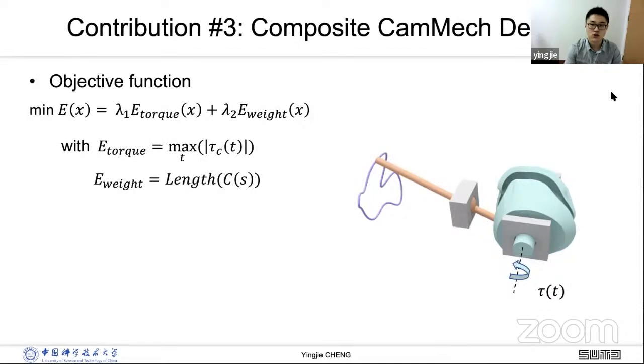The objective function for single CamMech has 2 energy terms. The first one requires a small torque to drive the mechanism, which is for saving energy. And the second term is the length of the pitch curve. It requires a lightweight mechanism, which can save the fabricating cost.